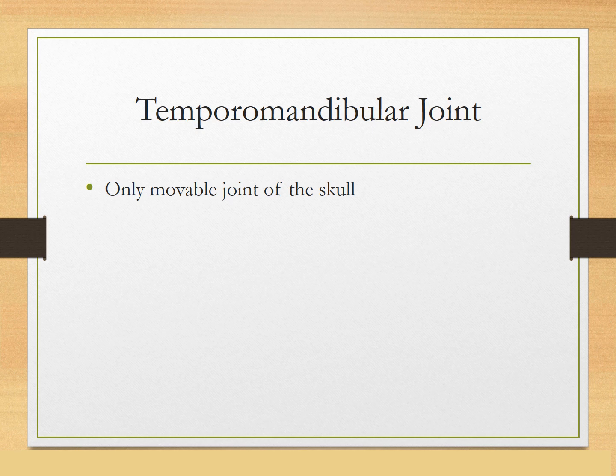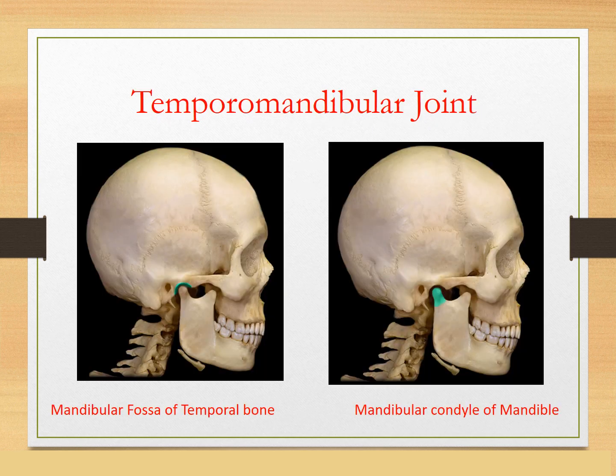TMJ, temporomandibular joint. This is your jaw, movable lower jaw, and it's the only movable joint found in the skull. It is formed by articulation of the mandibular fossa of the temporal bone with the mandibular condyle of the mandible.